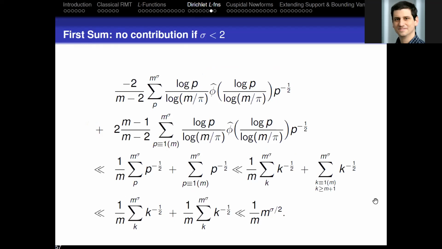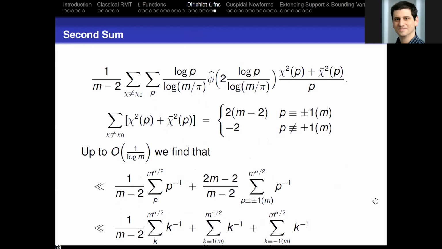So as long as the support, phi hat is supported between minus sigma, sigma, as long as sigma is less than 2, it turns out this term doesn't contribute. If you want to go beyond 2, you need to know more results about how the primes are distributed in arithmetic progressions, in particular, how often they're equal to 1 mod M. But getting up to support minus 2, 2, is extremely elementary. Next slide.